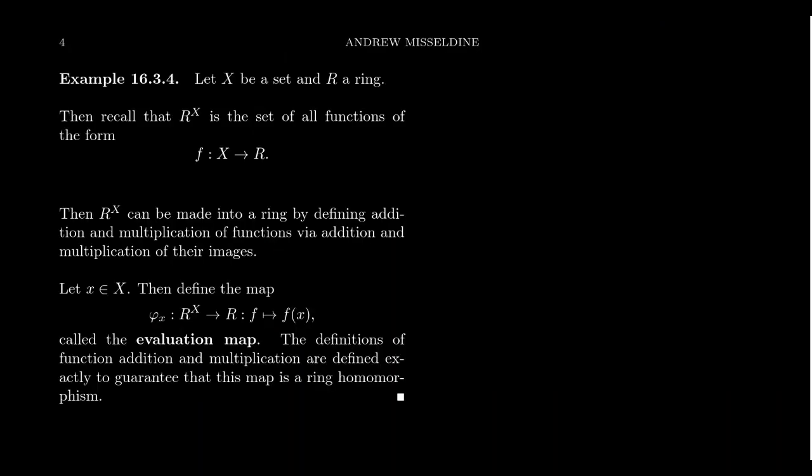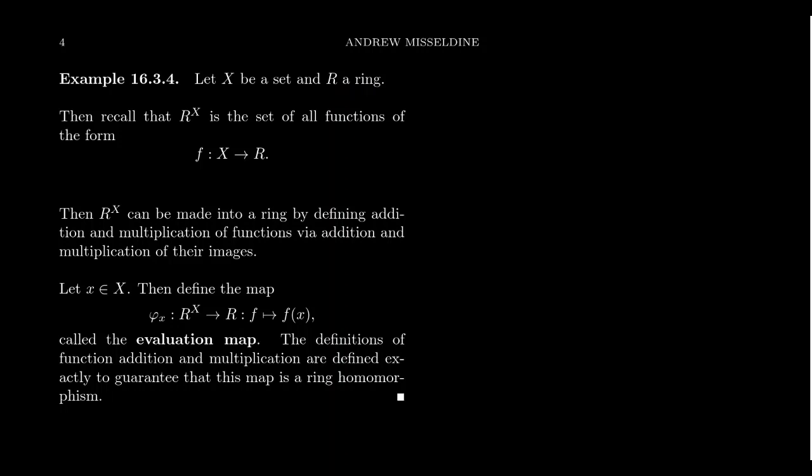This time, let R be a ring and let X be any set under the sun. X doesn't have to have any algebraic structure. It does not have to be a ring. It does not have to be a group. It does not have to be a semigroup. It doesn't have to be anything. It's just a set. Then we're going to build a ring.